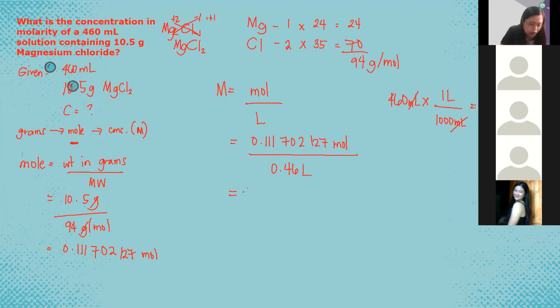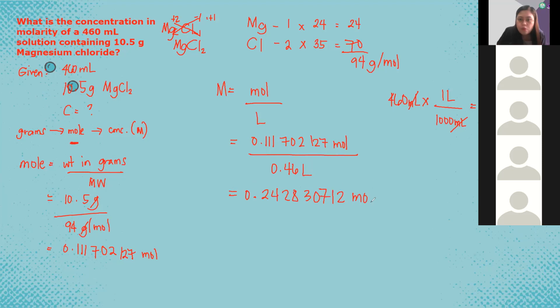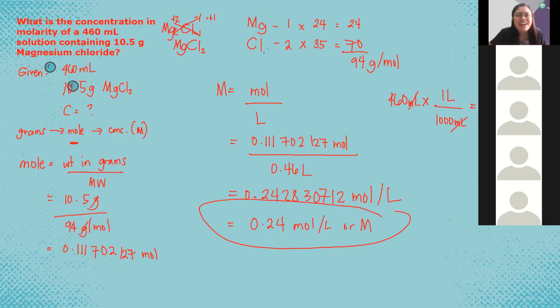So, 0.111702127 mole divided by 0.46 liters, you will get 0.242830712 moles per liter, or kung 2 decimal places, this is 0.24 moles per liter, or simply capital letter M. So this is the correct answer. I hope nakuha nyo ang answer na ito, 0.24. This is where we'll end.